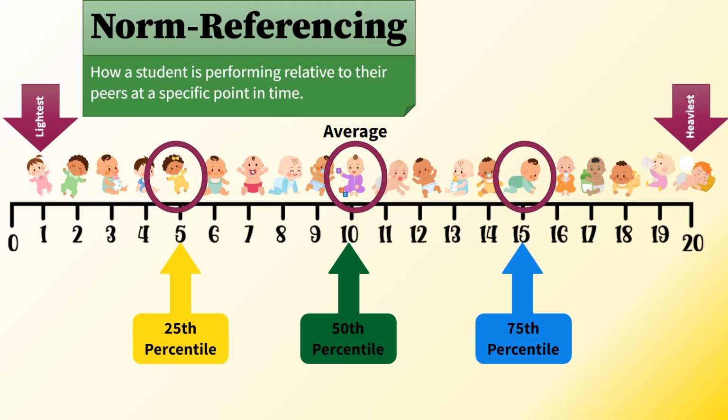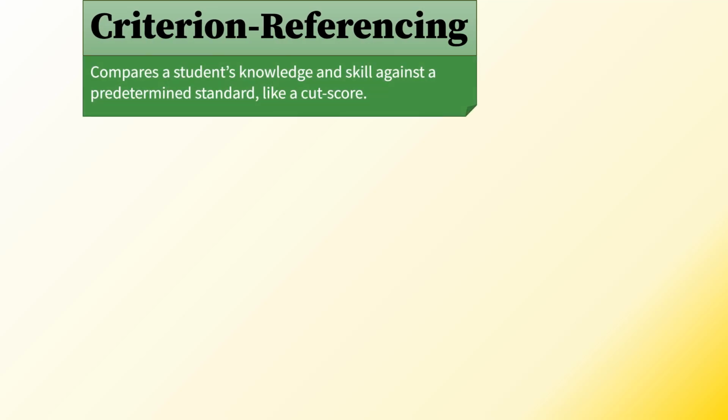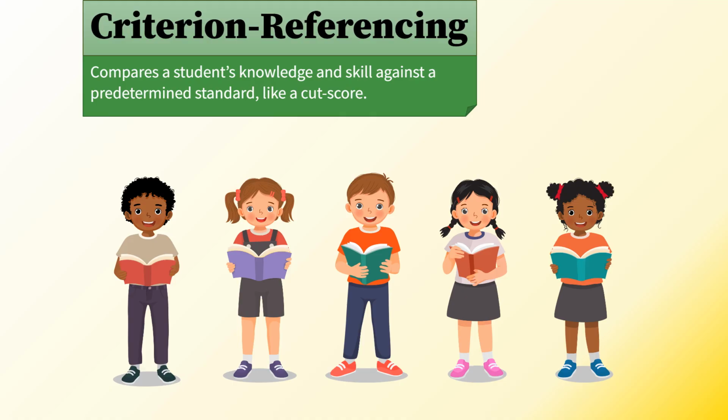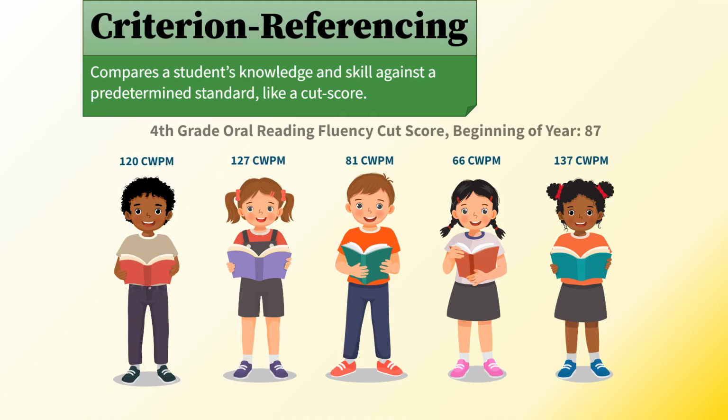One of the most important things to note about these norm-referenced measures, like percentiles, is that they do not measure whether it is good or bad, or healthy or unhealthy. They only compare the scores or weight against the norm group. This brings us to criterion referencing. Criterion reference tests compare a student's knowledge and skill against a predetermined standard, like a cut score. For criterion referenced measures, the performance of other students does not affect the student's score.